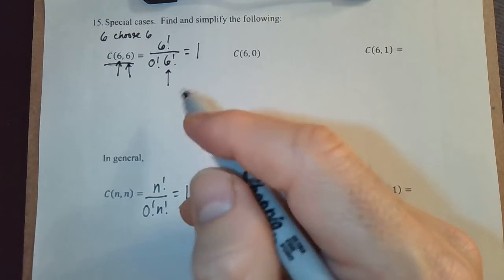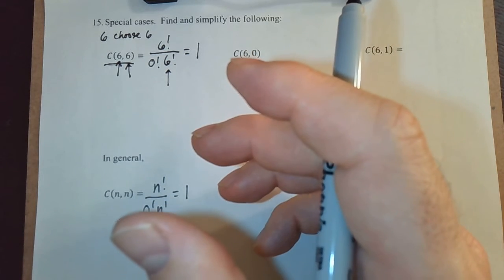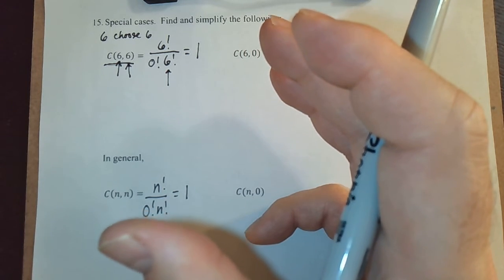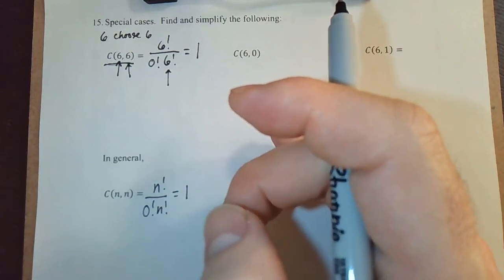Just remember it. If you got one more example, if you got 15 people in a room and somebody comes in and says, "Hey, I need 15 people. How many ways can I choose 15 out of your group of 15?" Only one way. I've got to take all of you.